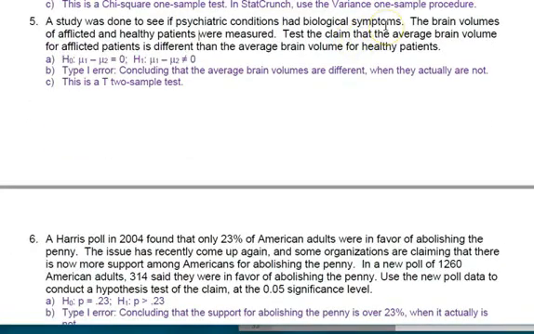In this one, we're talking about the brain volumes of afflicted and healthy patients. The claim is that the average brain volume for afflicted patients is different than the average brain volume for healthy patients. First of all, we're talking about averages. That means that we're doing some kind of test to do with means, which also says that we'll be using T-stats in StatCrunch. And this time it's talking about two different averages, the average for the afflicted patients and the average for the healthy patients. So we're talking about two different means. That means that we're doing a T-stat 2-sample test.